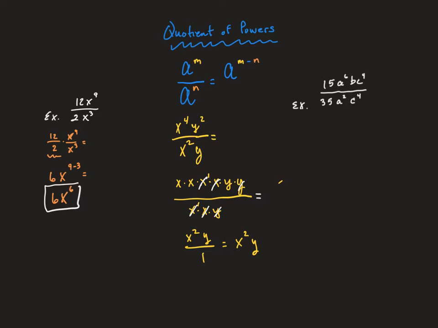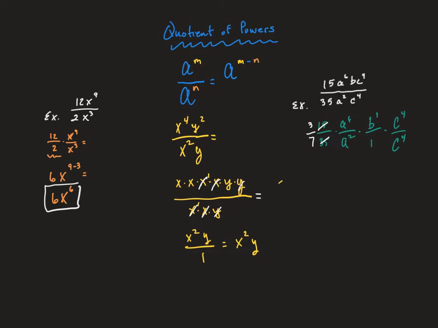Now, this next example, again, we're going to do the same thing. I'm going to write it out and line up the things that I can, my like bases. My real numbers are going to be together, and then I'm going to have a to the 6th over a to the 2nd, b over 1, and c to the 4th over c to the 4th.